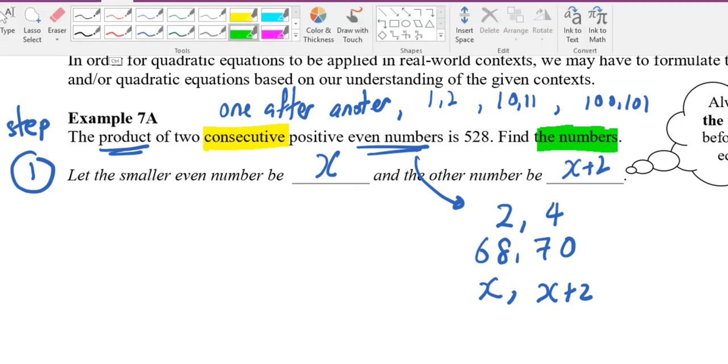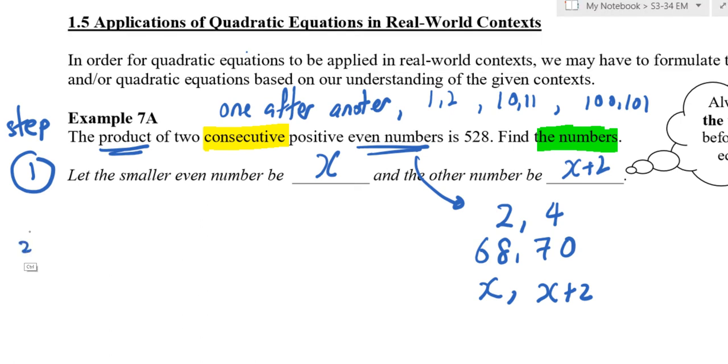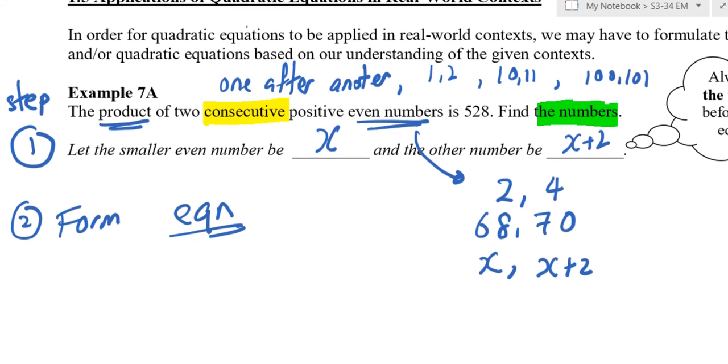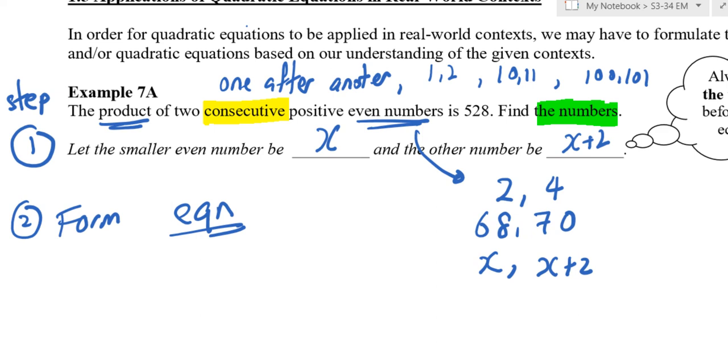What's the step number 2? Step number 2 is I try to form equation. This is again very important. Now, how do I form equation? Usually, somewhere the question will tell you. Gerald, try. How do I form the equation? I give you the hint, it's on the first line. Try.